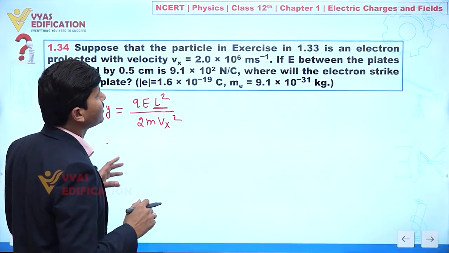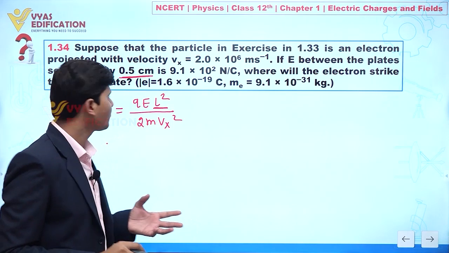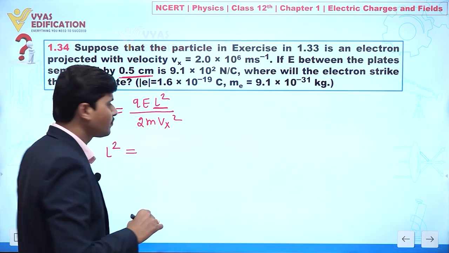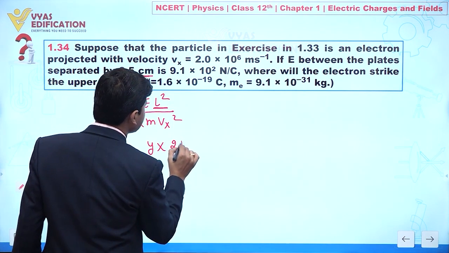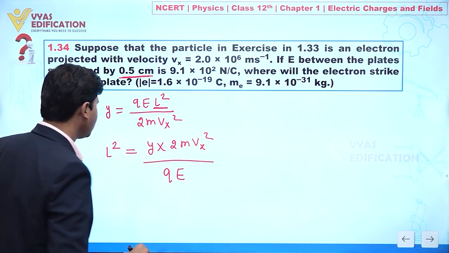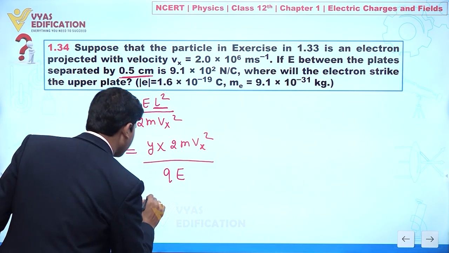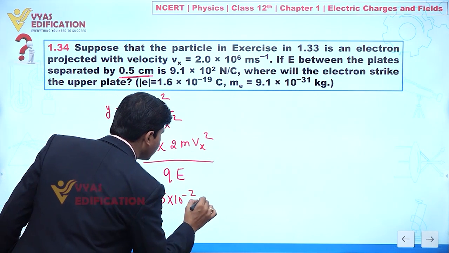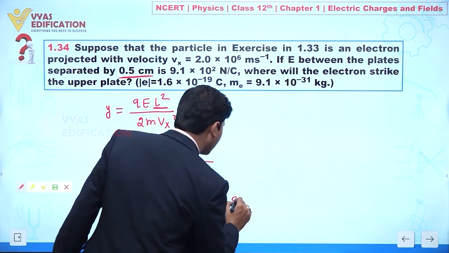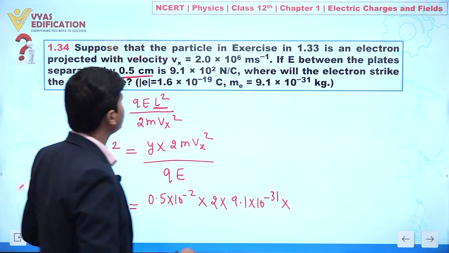Okay, and E between the parallel plates is given to you, and they are separated by this distance, which means y is also given to you. Clear? So our objective in this question is to calculate L. So we can write y into twice m Vx square divided by qE. Now if you put in the value of y, this is 0.5 centimeter, so 0.5 into 10 to the power minus 2. We have the mass of an electron, 9.1 into 10 to the power minus 31 kg. Vx is given as 2 into 10 to the power 6.